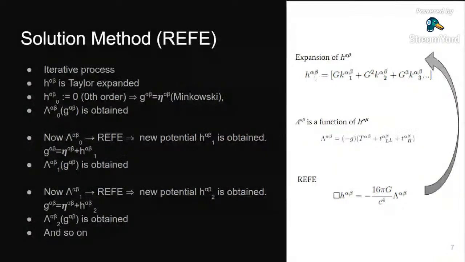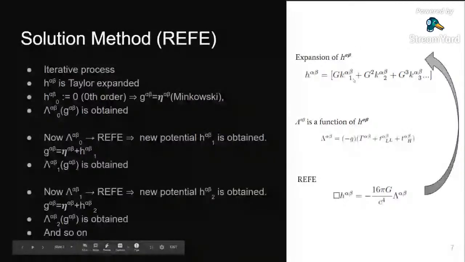At zeroth order, we'll take this as zero. Then we'll evaluate the stress energy momentum pseudo tensor, which is a function of h alpha beta. That pseudo tensor we substitute over here and obtain a new h alpha beta. This can be written as the first order value of h alpha beta. Then we put it again in this expression for the stress energy pseudo tensor, and that in turn goes over here and we find a new term of h alpha beta, which goes again up in the equation.